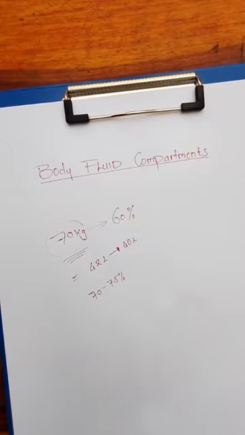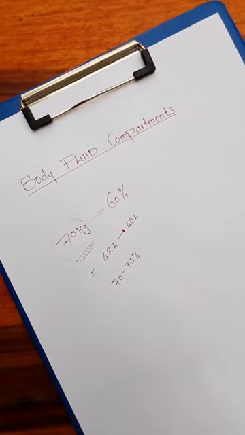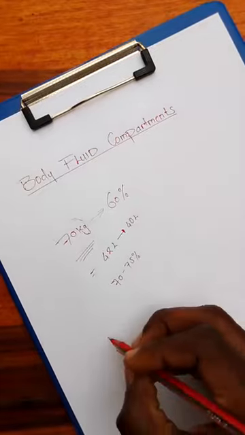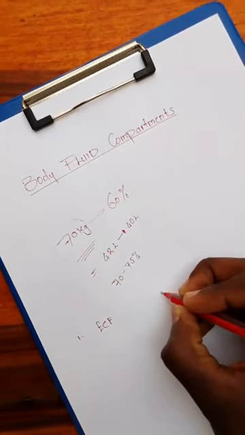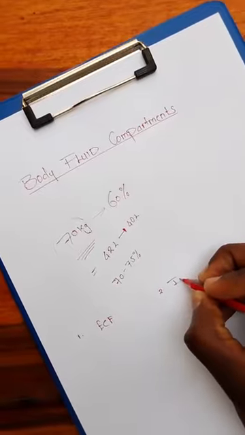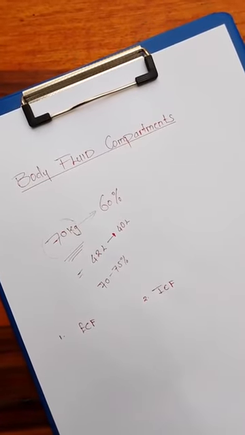The body fluid compartments are divided into two main compartments. We have the first one, known as the extracellular fluid compartment. Then the second one is known as the intracellular fluid compartment. So these are the main compartments into which the body fluids are divided.